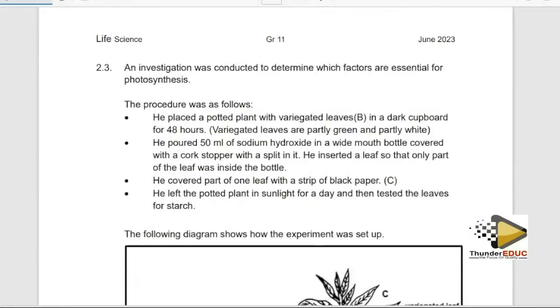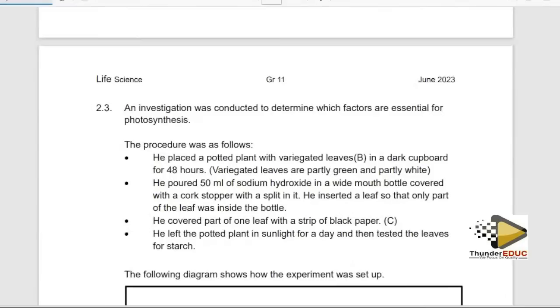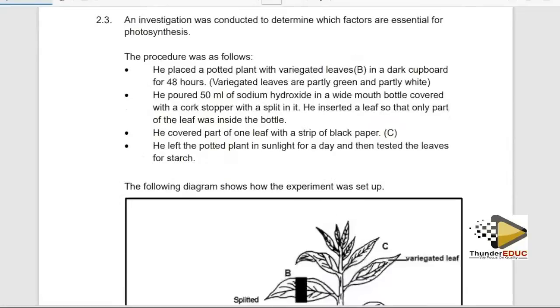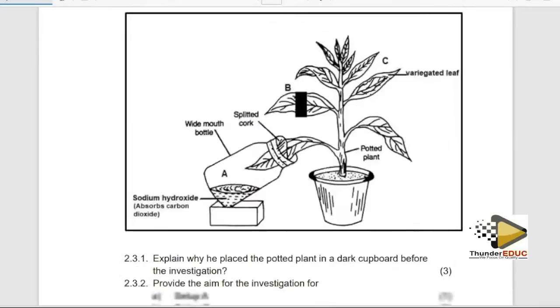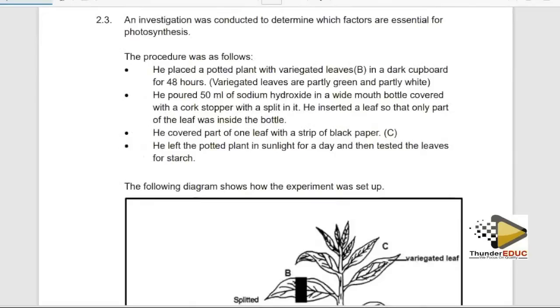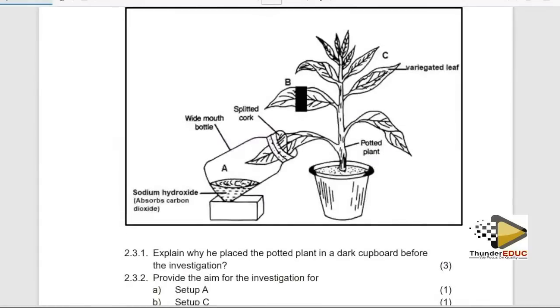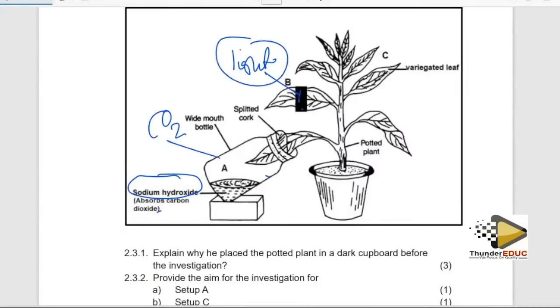Investigation. An investigation was conducted to determine which factors are essential for photosynthesis. Meaning that they tested different factors. Look. Here, sodium hydroxide absorbs carbon dioxide. It means that this experiment must be for carbon dioxide. What about this? They are putting a foil here, meaning that they are trying to block light. So this is for carbon dioxide. This is light.